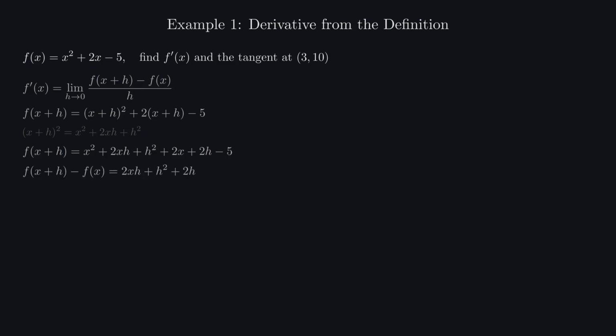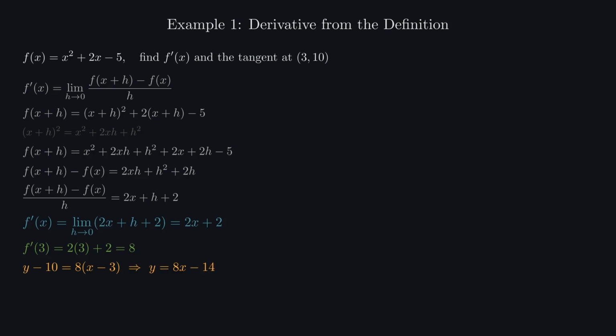Now subtract f of x. The x squared and the minus 5 cancel with the original function, leaving us with 2xh plus h squared plus 2h. Divide everything by h, we get 2x plus h plus 2. Now take the limit as h goes to 0. The h term vanishes and we are left with f prime of x equals 2x plus 2. To find the slope of the tangent at x equals 3, substitute: f prime of 3 equals 2 times 3 plus 2, which is 8.